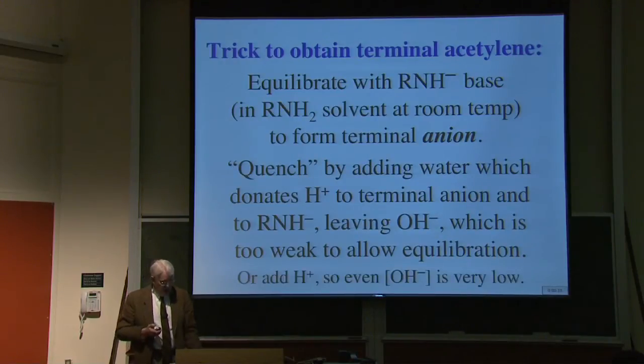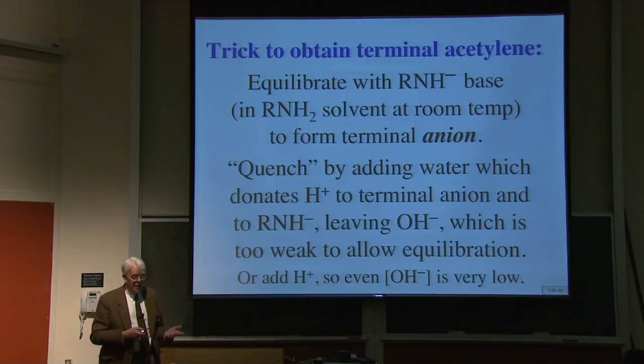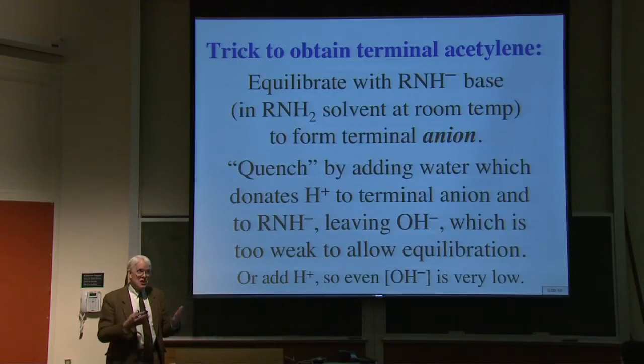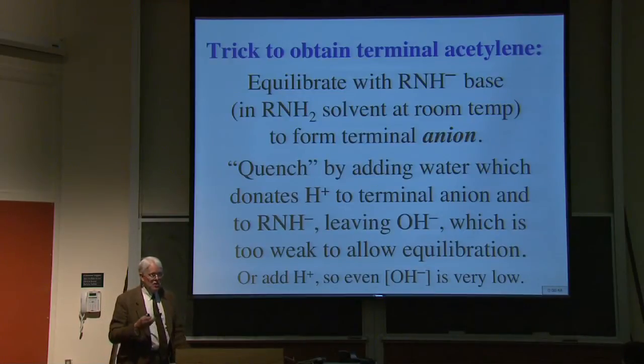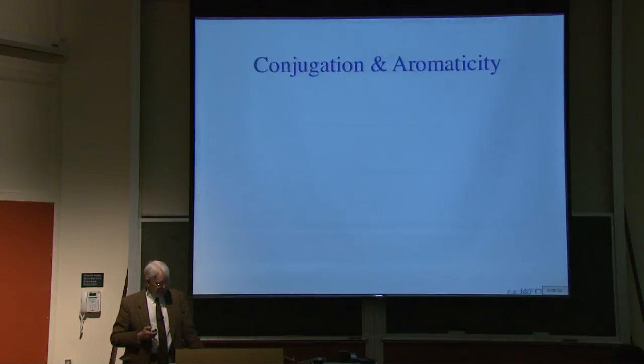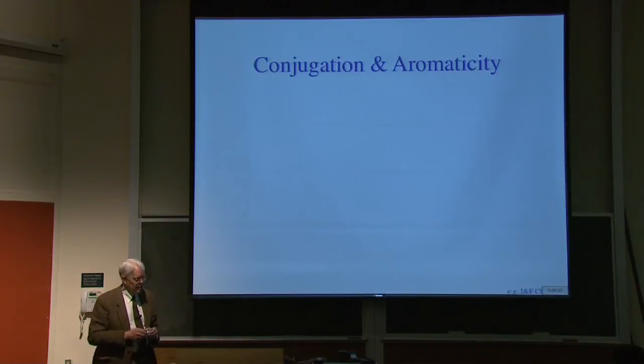Or if you want to, you could just add acid so that you don't even have OH there, although that's gilding the lily. You've already made it by not having that really strong base. So you stop the equilibrium, you put the proton on the terminal acetylene, so you can go from the internal, the more stable one usually, to the terminal acetylene using this trick. Okay, so that's all I wanted to say about acetylenes.